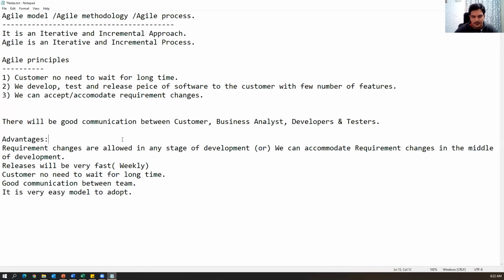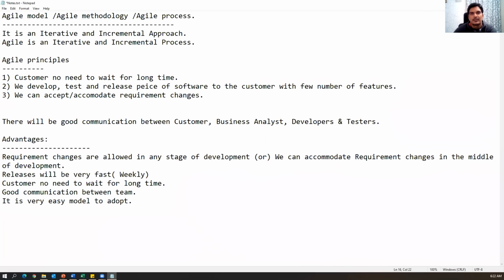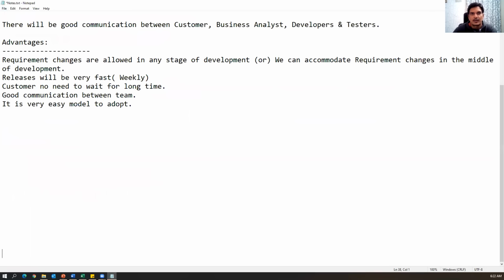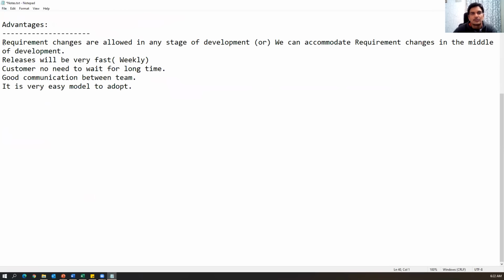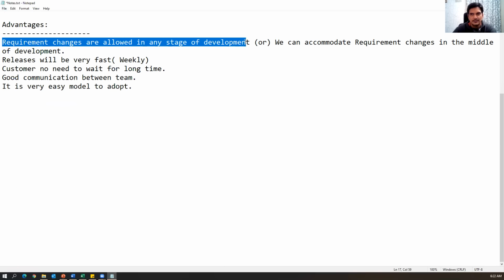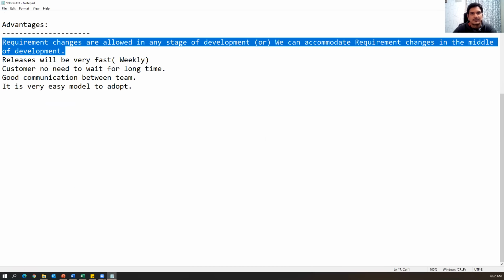So let me discuss some of the advantages of this very important model, so please listen carefully. The advantages: requirement changes are allowed at any stage of development, as we discussed earlier, and this particular model is especially designed for that. So we can accept requirements from the customer at any stage of the development process, or we can accommodate requirement changes in the middle of the development. That possibility is there. That is one of the advantages of the agile process.